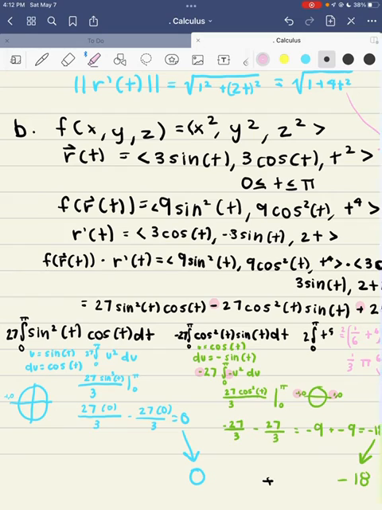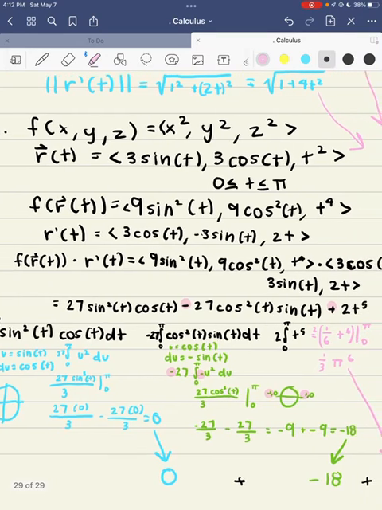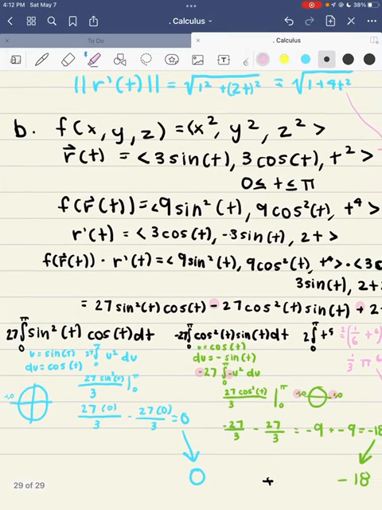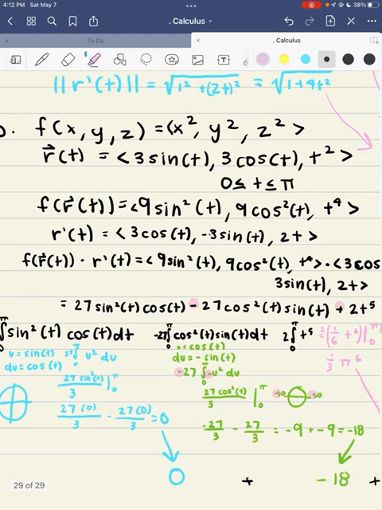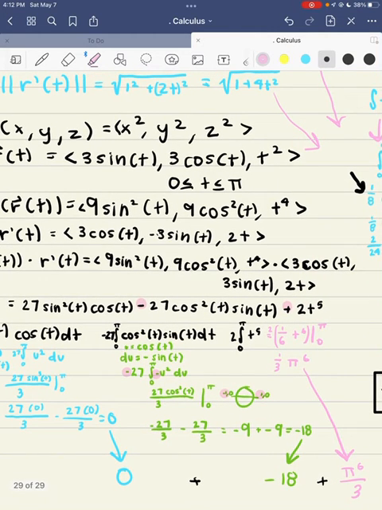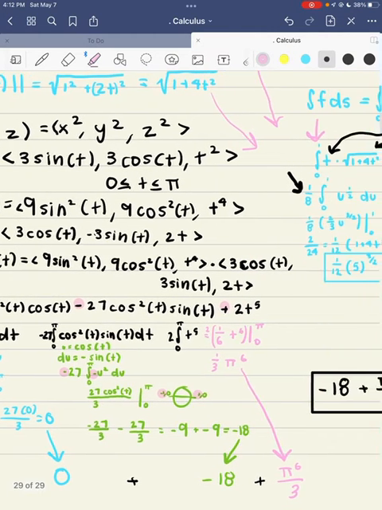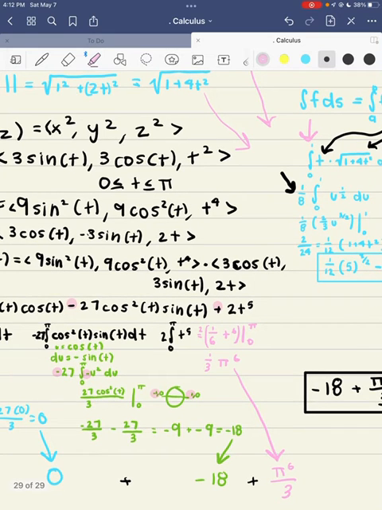Then for the first integral, I ended up getting 0. For the second integral, I ended up getting negative 18. And for the third, I got pi to the sixth over 3.